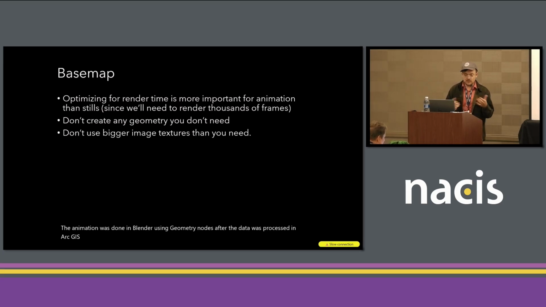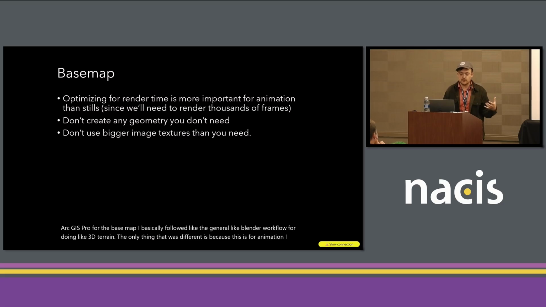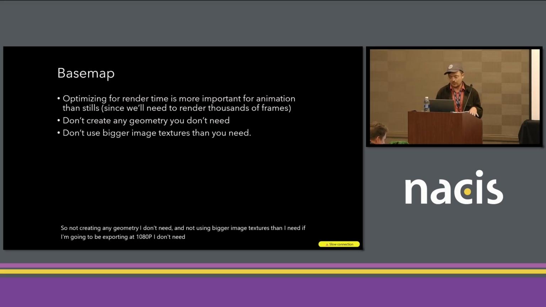The animation was done in Blender using geometry nodes after the data was processed in ArcGIS Pro. For the base map, I basically followed the general Blender workflow for doing 3D terrain. The only thing that was different is because this is for animation, I needed to put more consideration into optimizing for render time because we're not just rendering a single still, we're going to be rendering thousands of frames. So not creating any geometry I don't need, and not using bigger image textures than I need. If I'm going to be exporting at 1080p, I don't need a 4K image for my imagery.